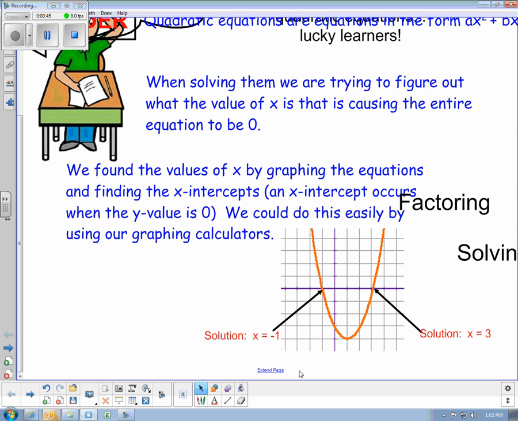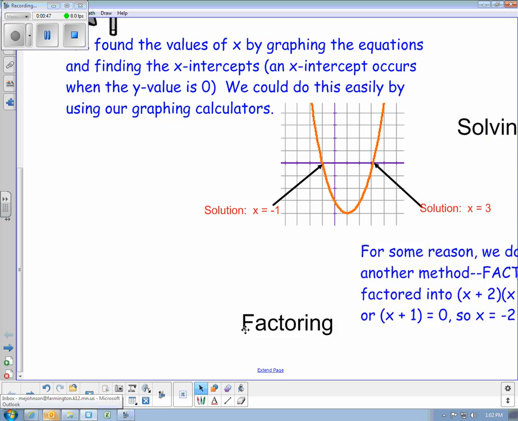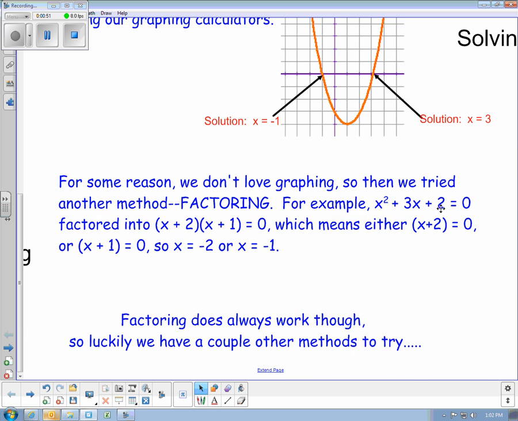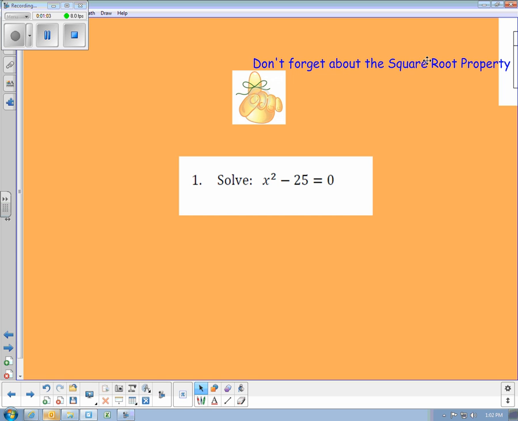Then we talked about solving using factoring. So we would factor the equation, and if we had something like x squared plus 3x plus 2 equals 0, we'd factor it into x plus 2 times x plus 1, set each one to 0, and solve that way. So solving by graphing, solving by factoring. We also talked about the square root property.